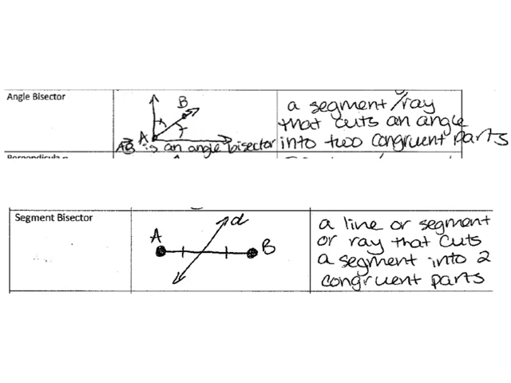A segment bisector is a line, segment, or ray that cuts a segment into two congruent parts. So this line here cut it into two congruent parts. I know they're congruent because of these lines right here. These show that AB is cut in half. Okay, next definition.